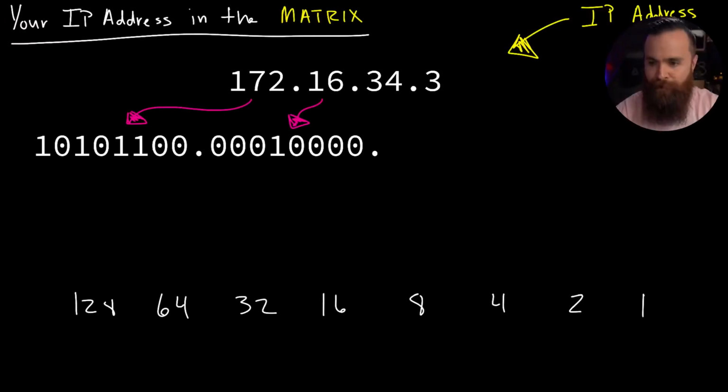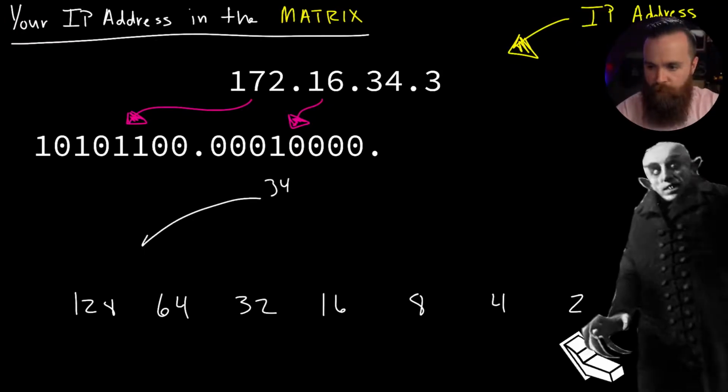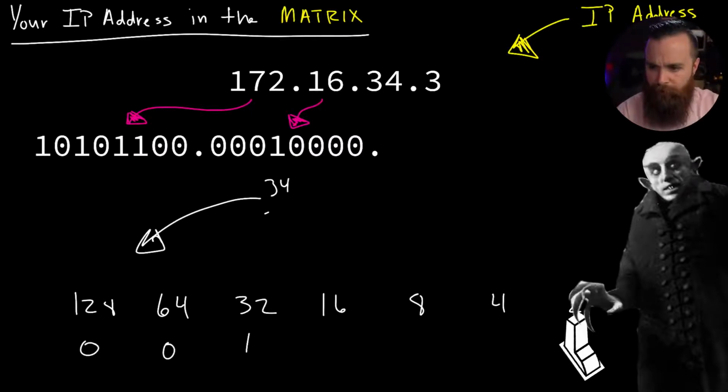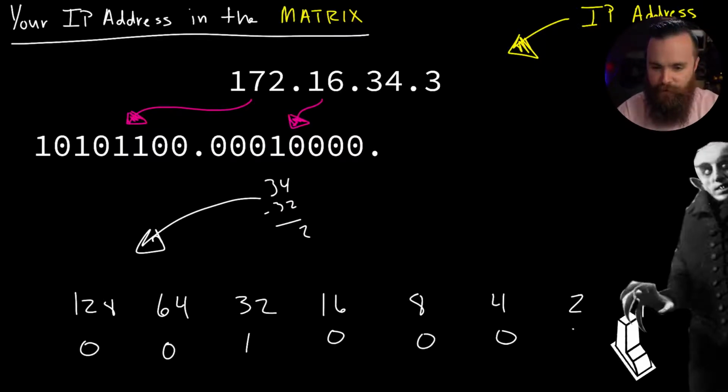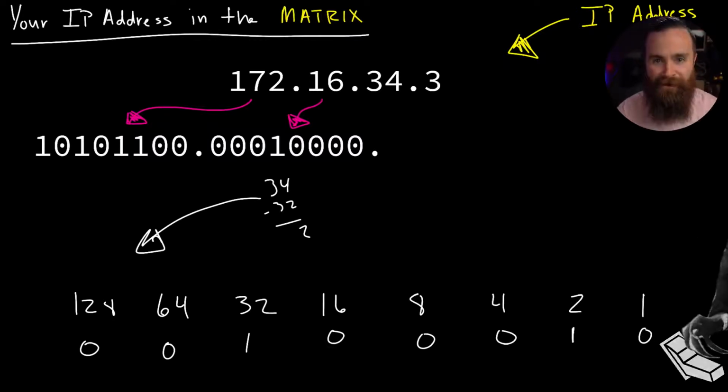So, the third octet, we got 34. Can 128 be taken away from 34? No. 64? No. 32? Heck yeah. 34 minus 32, we got 2. So 16 is 0, 8 is 0, 4 is 0, but 2 can be taken away from 2. That's gonna be a 1, and then now that we have 0, the rest are turned off. Bam! There is our third octet.